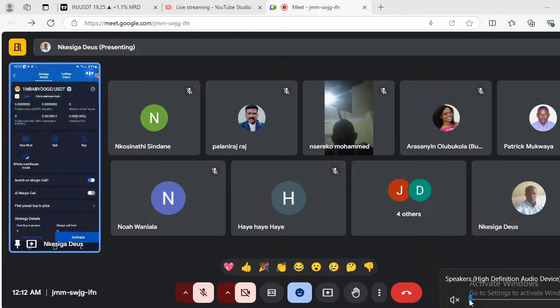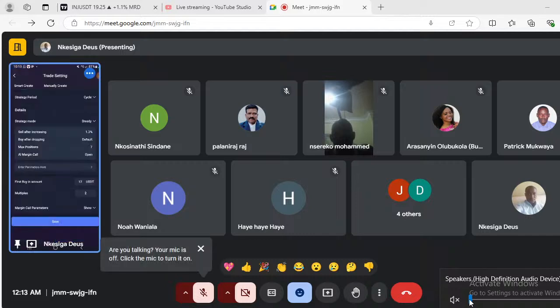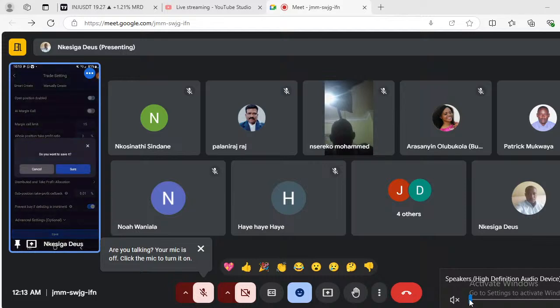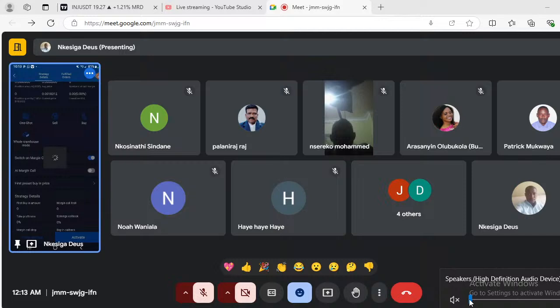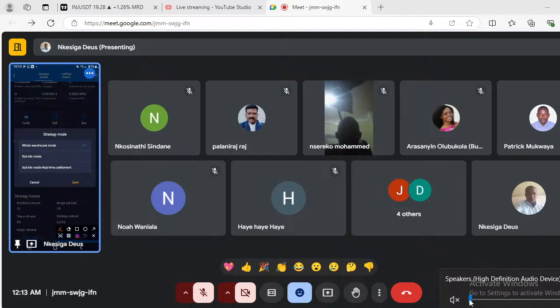Okay. Now we have these ones. These words here. When we click here on warehouse mode, you will see these three words: warehouse mode, sub-bin mode, and sub-bin mode real-time settlement.